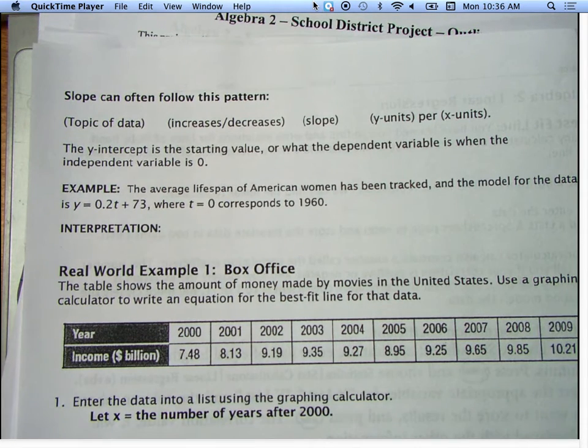The average lifespan of American women has been tracked, and the model for the data is y equals 0.2 times t plus 73, where t equals 0 corresponds to 1960. So what does this mean? If we're going to interpret this, what does this mean? So, t is however many years after 1960. So what do we think women's lifespans are doing? Are they going down or up or what?